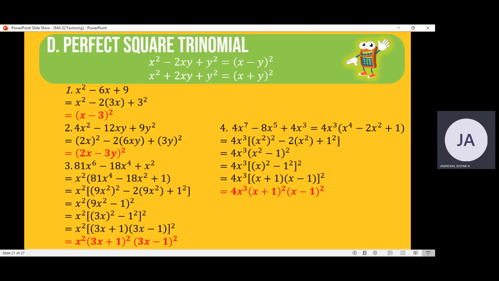Okay, so that's the perfect square trinomial. And actually, we utilize the difference of two squares and at the same time the common monomial factor. Okay, so it's significant for you to observe if there is a common monomial factor, for us to simplify and identify the factors of the given polynomial.